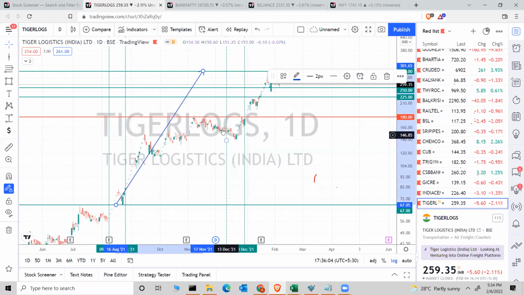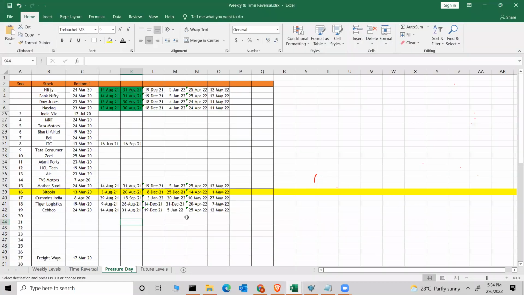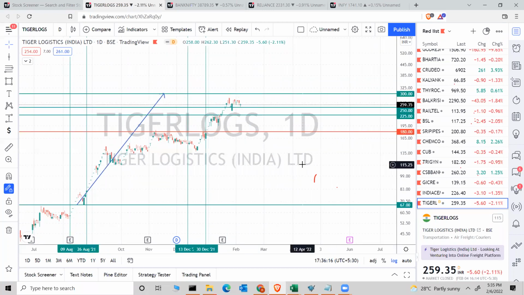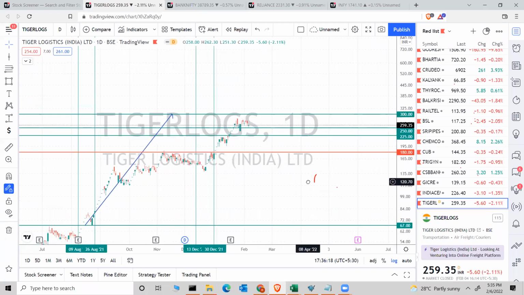And see here again on 13 December, from there again it started to go up. And the next dates in Tiger Logistics are 20th April and 7th. So I'm forecasting this stock can go up to 900.